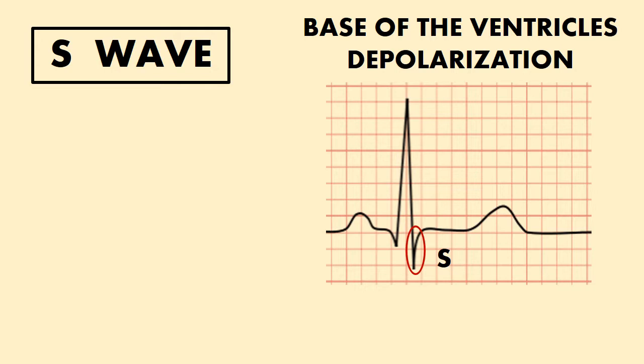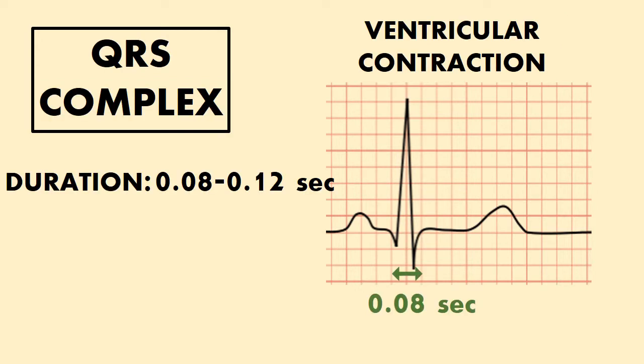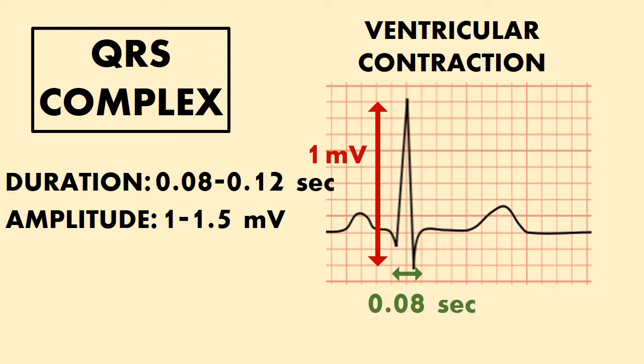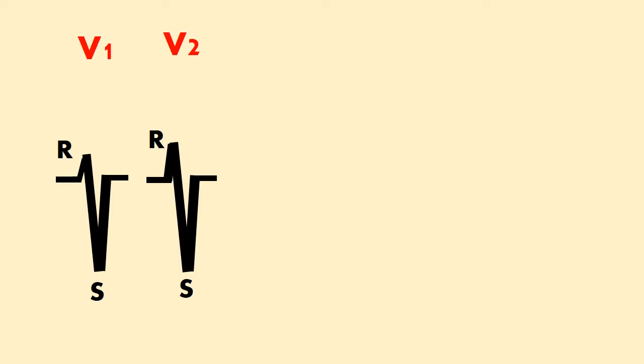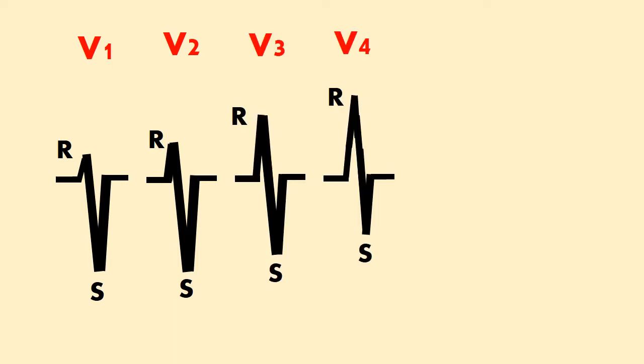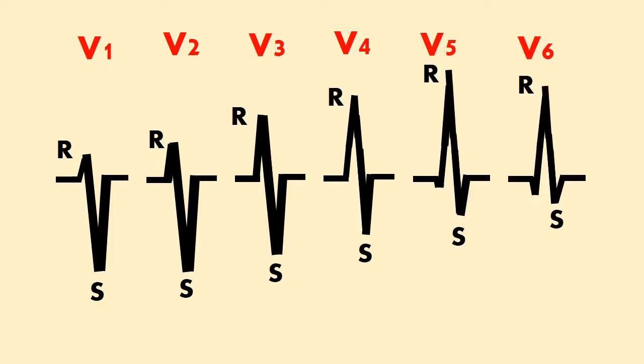The duration of QRS complex ranges from 0.08 to 0.12 seconds, and the amplitude ranges from 1 to 1.5 millivolts. In leads V1 and V2, the amplitude of R wave is smaller than the amplitude of S wave. In leads V3 and V4, the amplitude of R and S waves is about the same. In leads V5 and V6, the amplitude of R wave is greater than the amplitude of S wave.